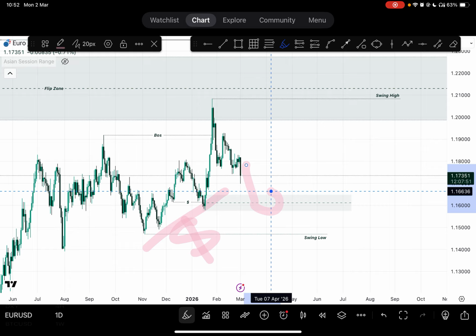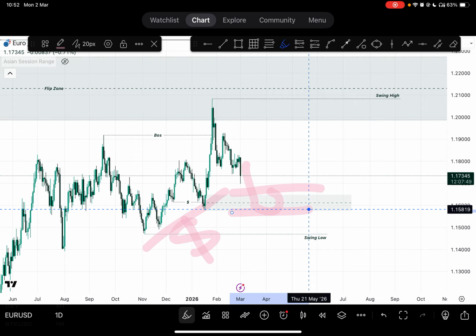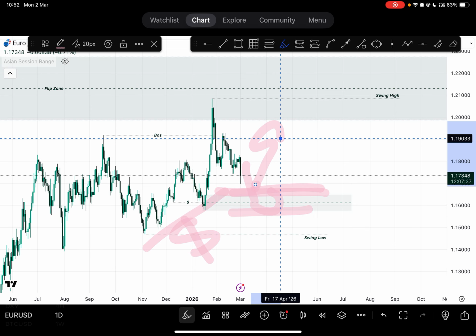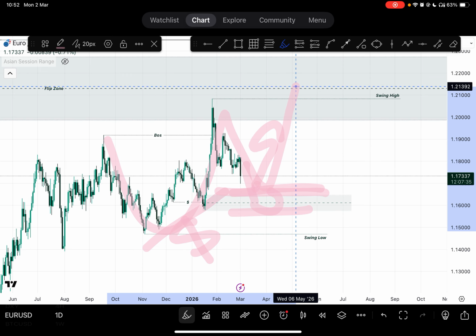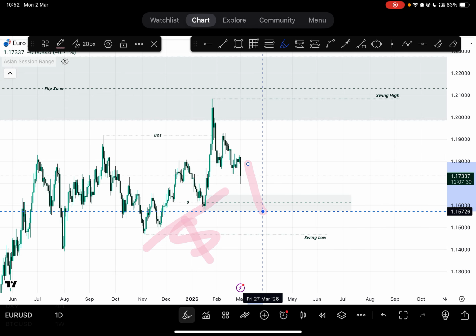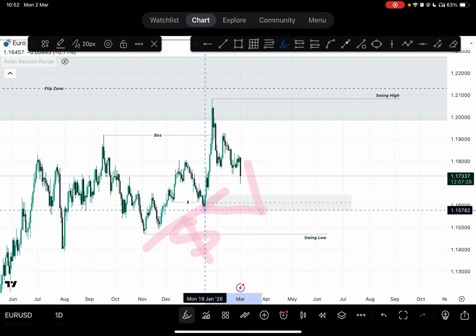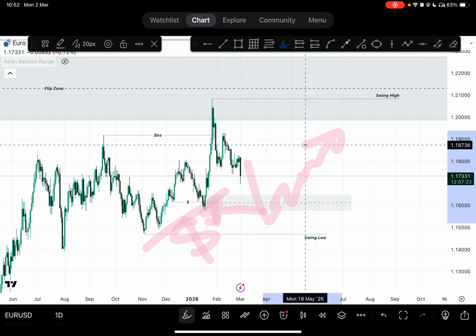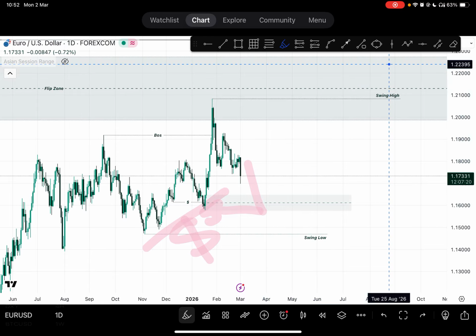If the orders at this demand zone are not strong enough, not enough to move price to the upside to continue the bullish move, then we could see price come down and liquidate this low, right? We could see price come down and liquidate this low before it starts moving up to continue the bullish move.